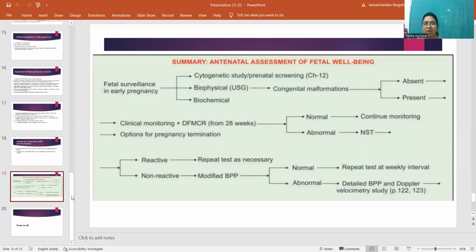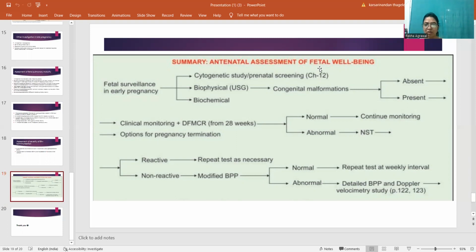Summary of the antenatal assessment of fetal well-being. This is fetal surveillance in early pregnancy. This includes the cytogenetic study by amniocentesis, then prenatal screening, biophysical by sonography, congenital malformations, if absent or present, then biochemical. If congenital malformations are present, we can go for termination of the pregnancy at the right age by explaining all the things to the attendants and the patient, the mother and the father.